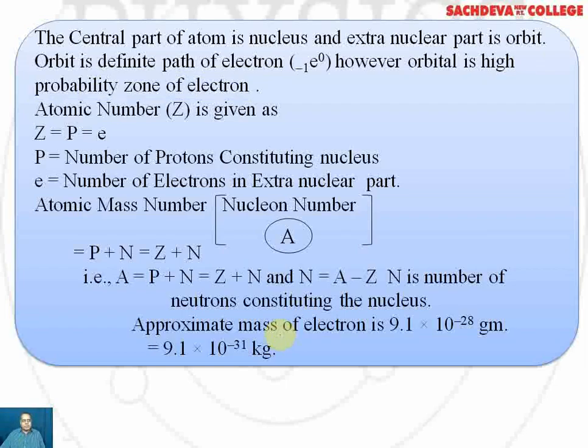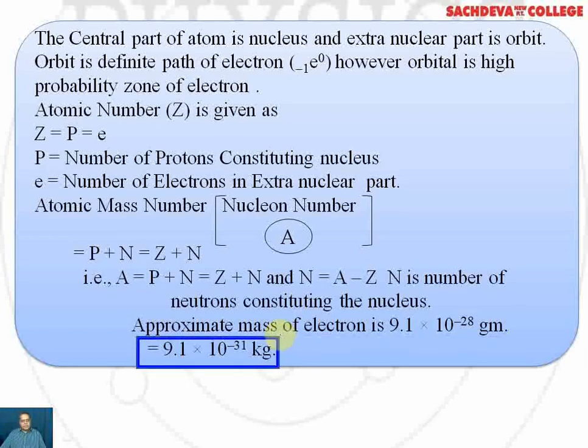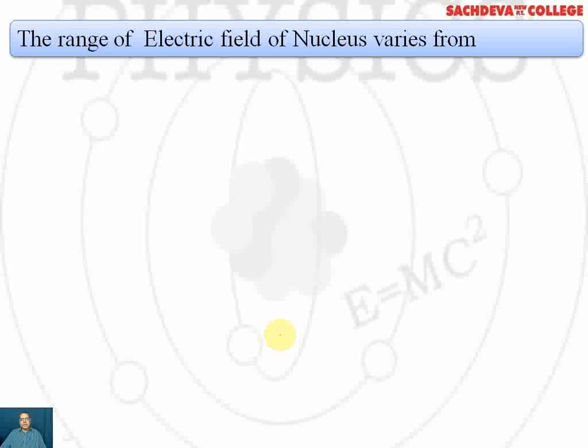Atomic number is represented by Z. Z means either the number of protons within the nucleus or the number of electrons in the extra nuclear part. P stands for the number of protons constituting the nucleus and E stands for the number of electrons in the extra nuclear part. Atomic mass number means nucleon number and that is represented by A. Approximate mass of an electron is 9.1 × 10 to the power minus 28 grams or 9.1 × 10 to the power minus 31 kilograms.